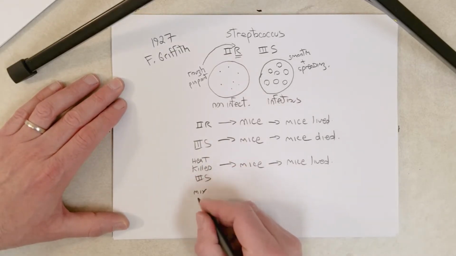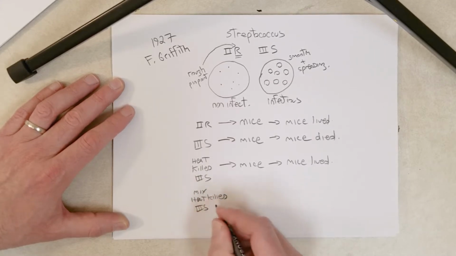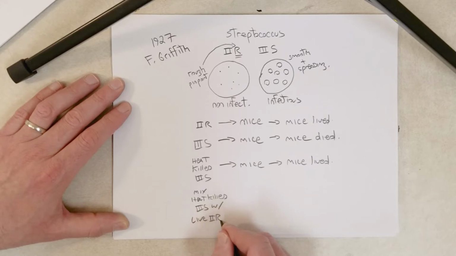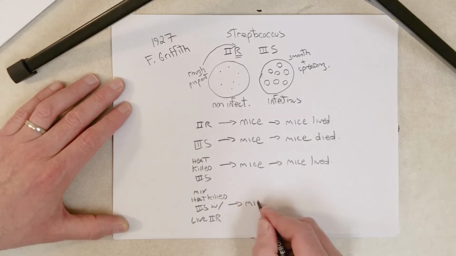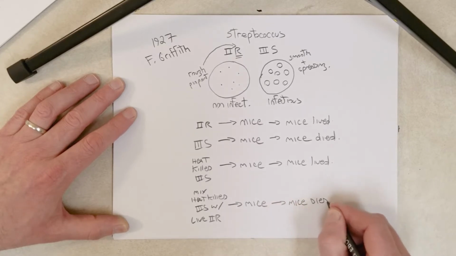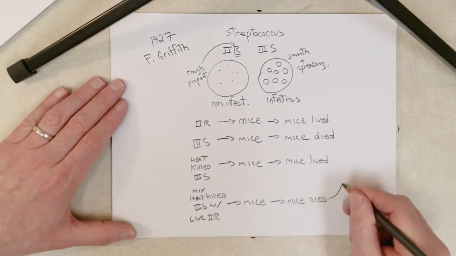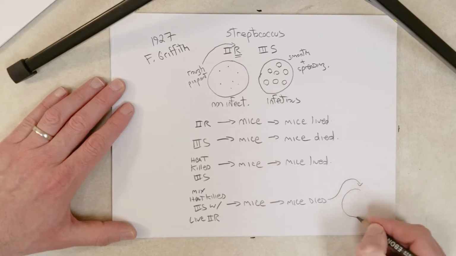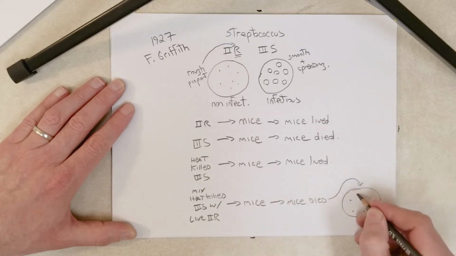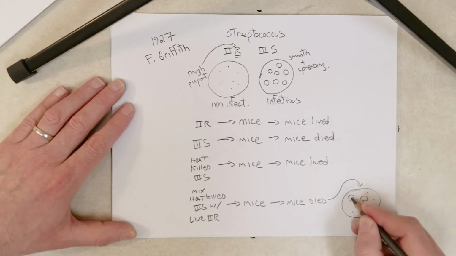So then what he did was he mixed heat killed 3S with live 2R, injected the mixture into mice, and the mice died. Each mouse that was injected died. And when he took the carcasses and isolated Streptococcus from the bodies, he found the 2R, right? He injected 2R into there, and he also found living 3S.